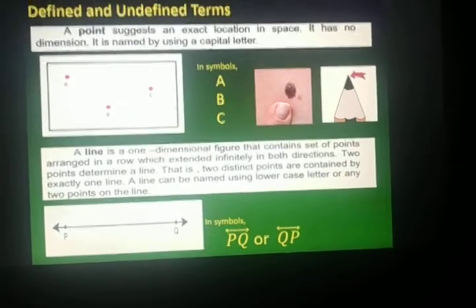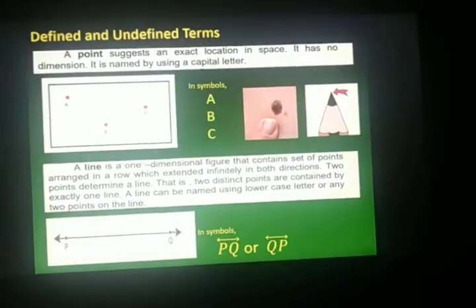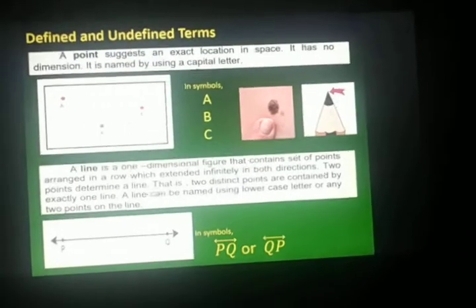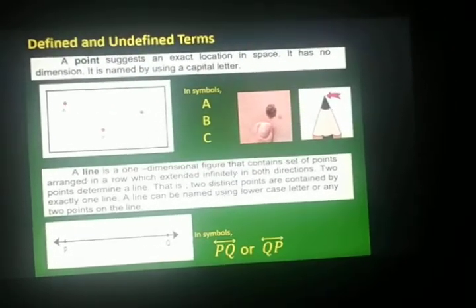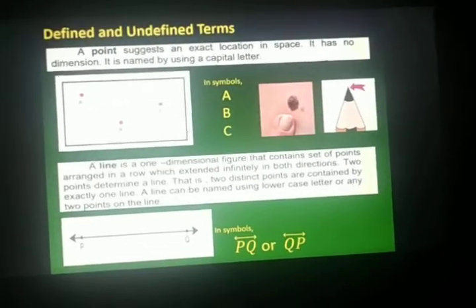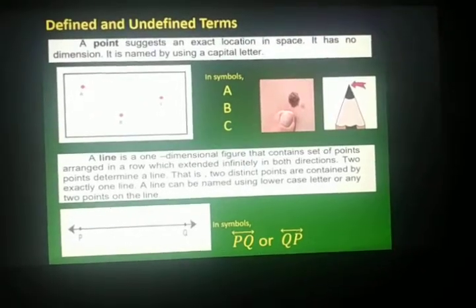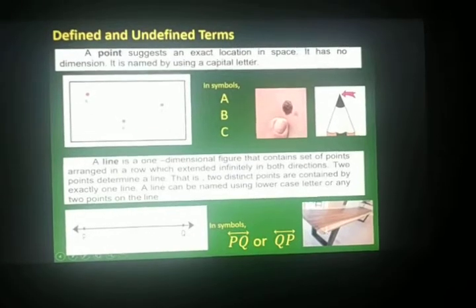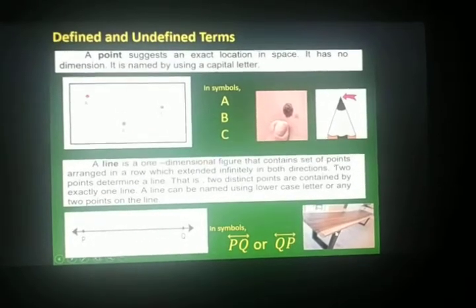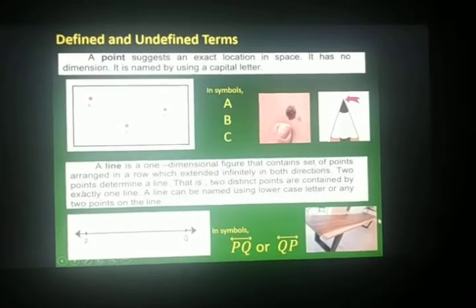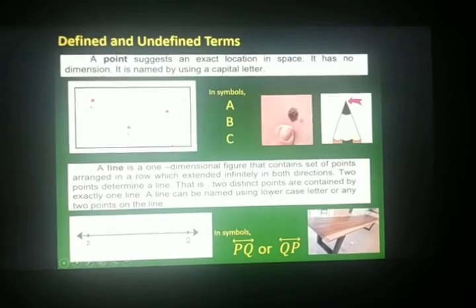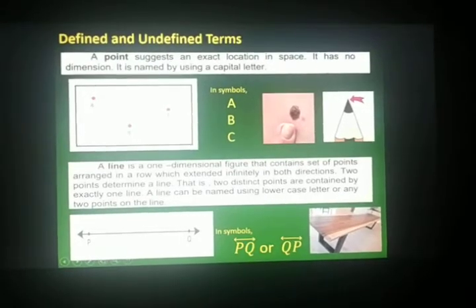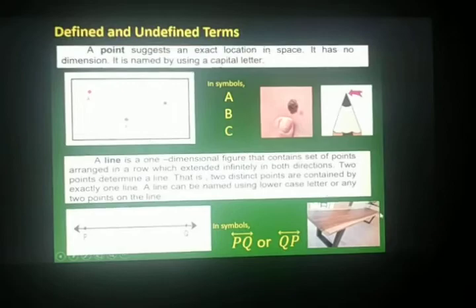By the reflexive property, we can switch them, right? Line PQ or line QP. In real life, we can have this example. The edge of a table. The edge of a table looks like a line. It goes on, right? It just has no arrow, but it is still part of a line segment.